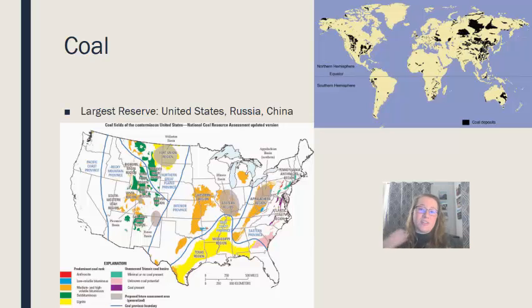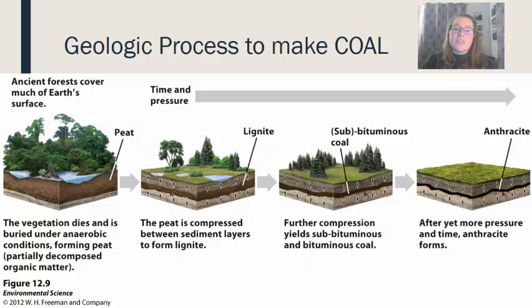In fact, there are different levels or different types of coal, and depending on the geologic history of a particular location, it has a different level of coal. That impacts the amount of air pollution that's released when that particular type of coal is burned for powering a coal-fired power plant. So here are the geologic processes to make coal.